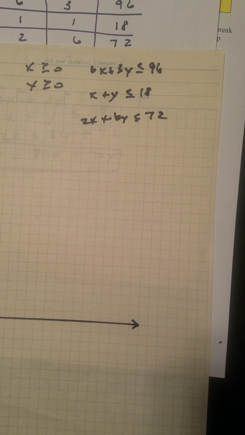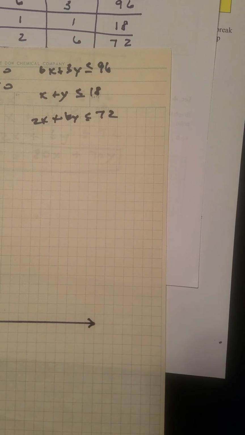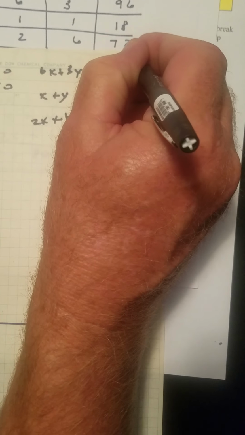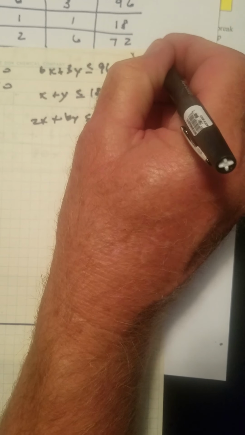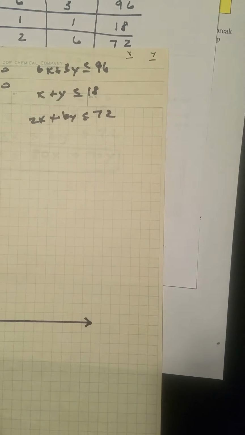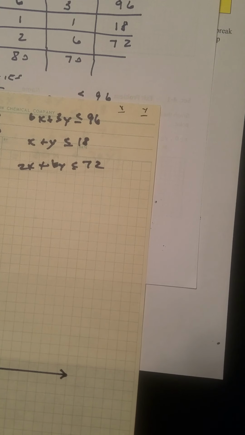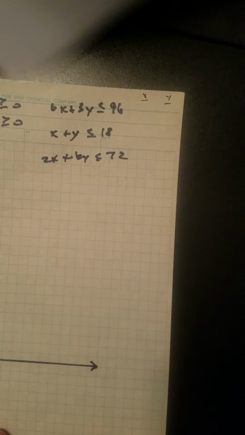Okay, let's go up here. I'm going to change pens so it's not quite so big. Let's talk about the x and y coordinates of each of these. Usually I put x equals and y equals, but sometimes I just do it like this. Okay, get rid of that.